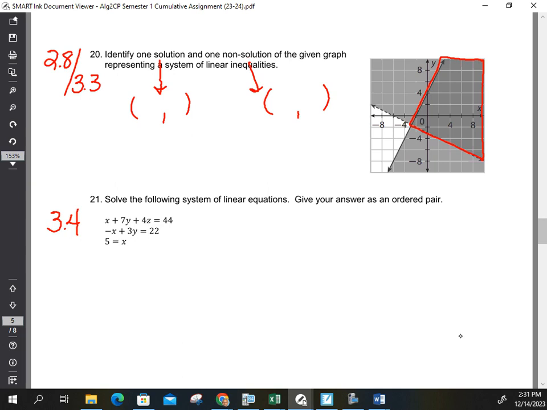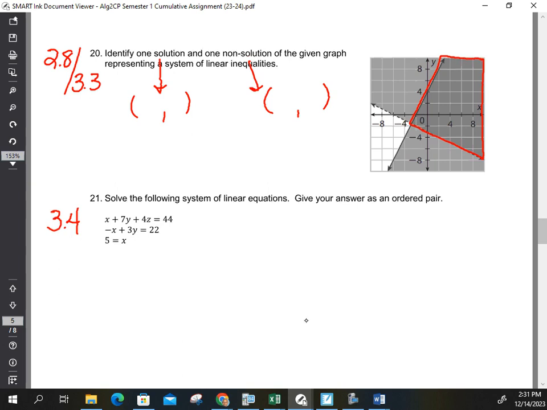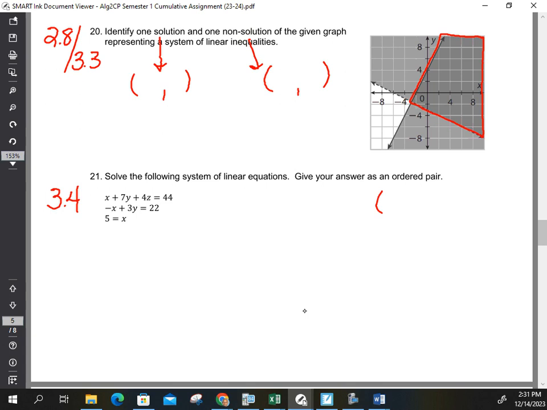So let's keep going. For problem 21, that should be a x, comma, y, comma, z situation.